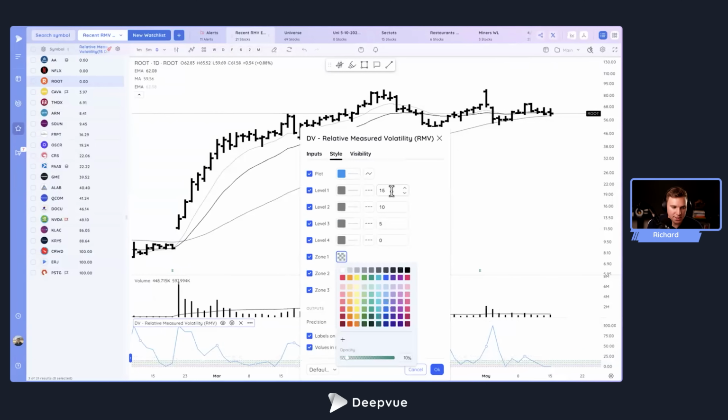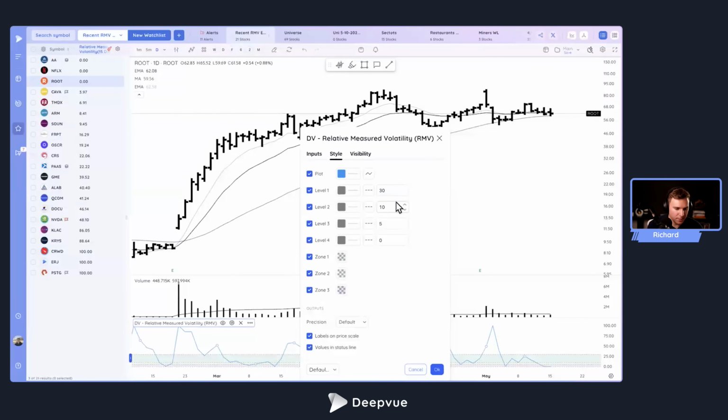And these zones you can set to whatever level you want. I kind of have my top one at around 30, I believe, is my setup. And then this one about 25, and this one around 10, this one around 5. And this just helps you set zones to highlight specific levels of tightness.